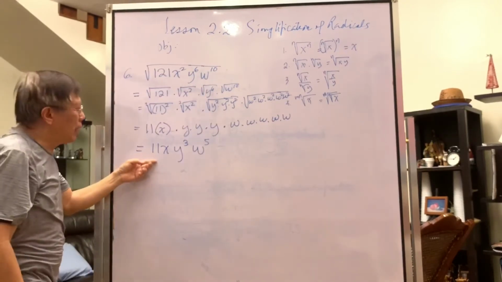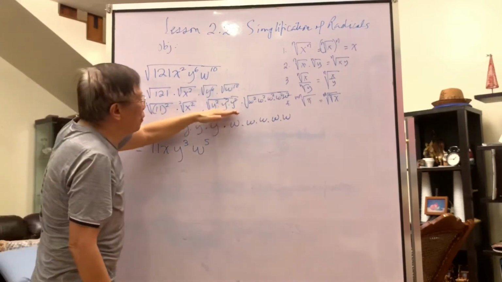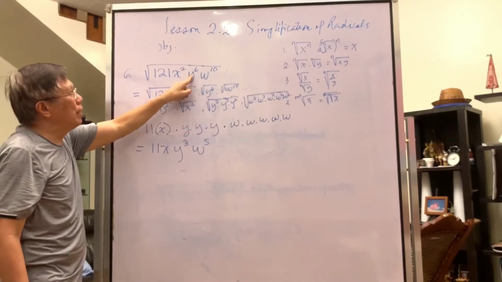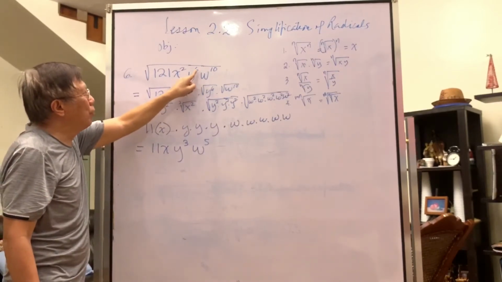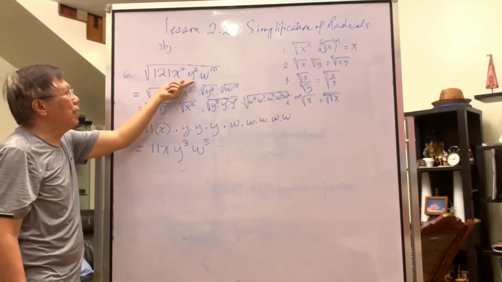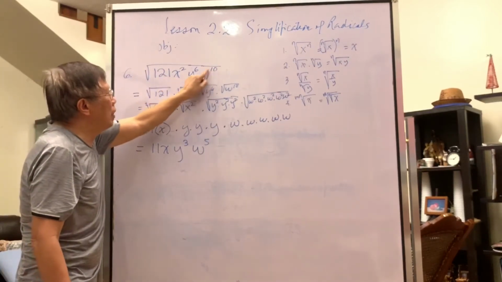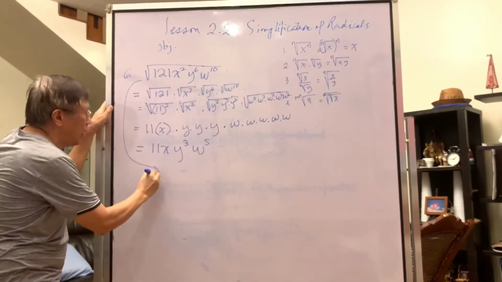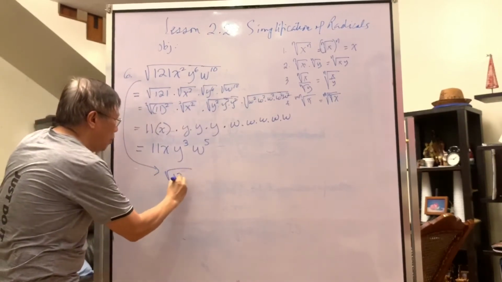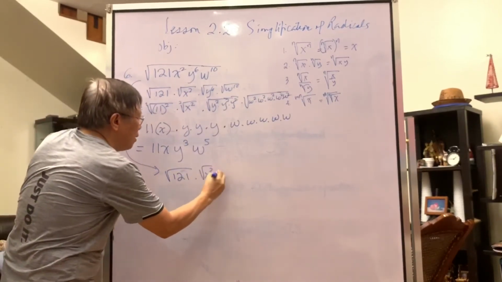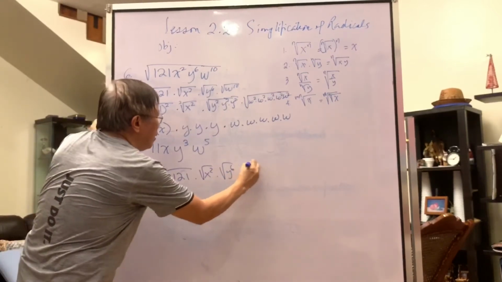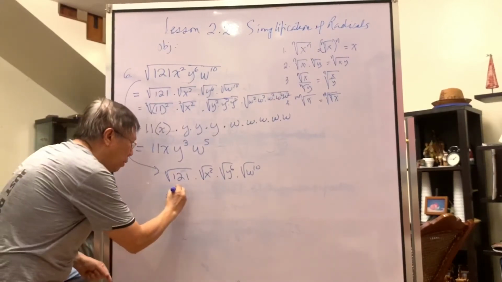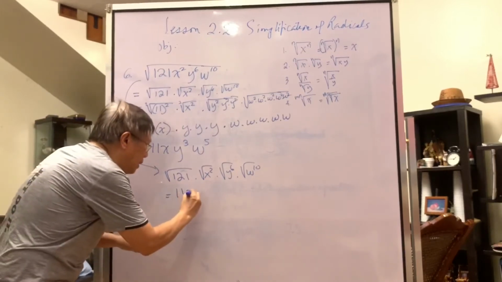Notice that we can actually avoid doing this lengthy solution here by just examining the exponent of this factor here. If it is divisible by the given index, then we write it as is. These all are divisible by the given index. So, an alternative solution there would be, I can just say square root of 121 times square root of x squared times square root of y6 times square root of w10. And law number 1 will now allow me to have this as 11 and this one is an x.